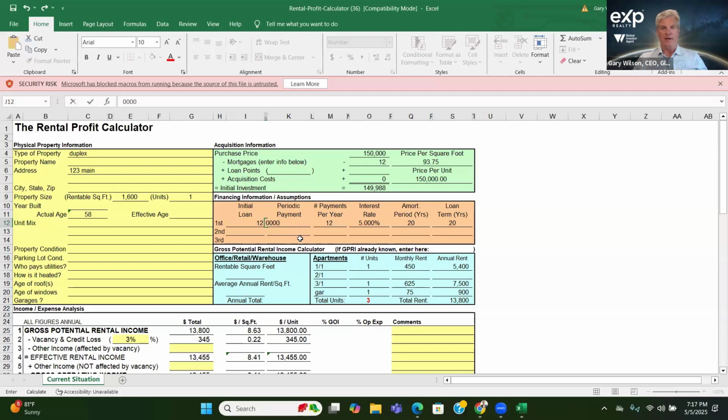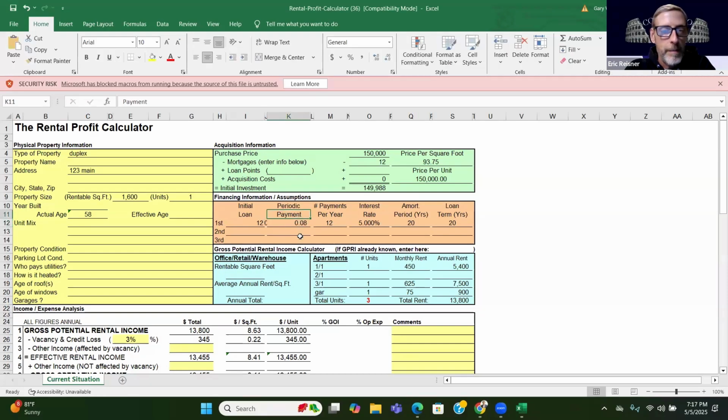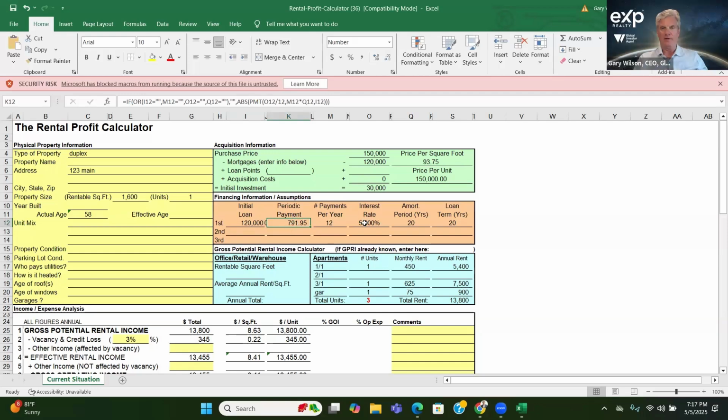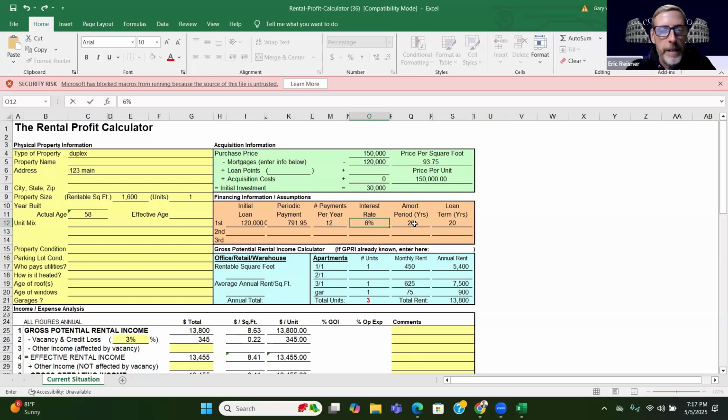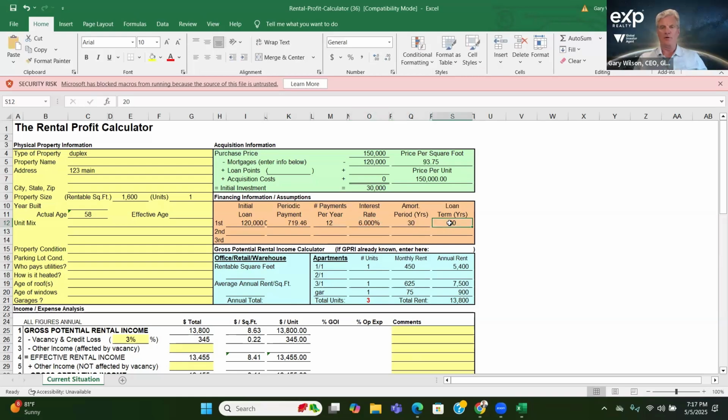Okay, and I guess 12 payments per year. Yep. Full 30-year amortization. I think the rate is adjustable, but probably started around where it's at now, which is a little over 6. Okay, fixed 30-year, amortized for 30 years, and loan term was also 30 years.